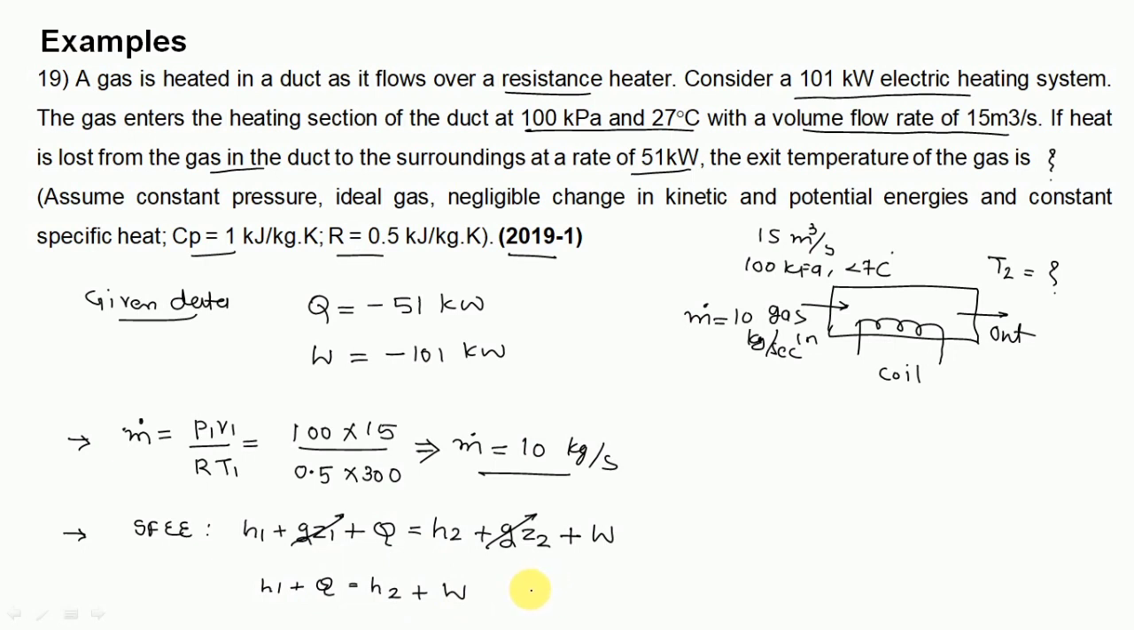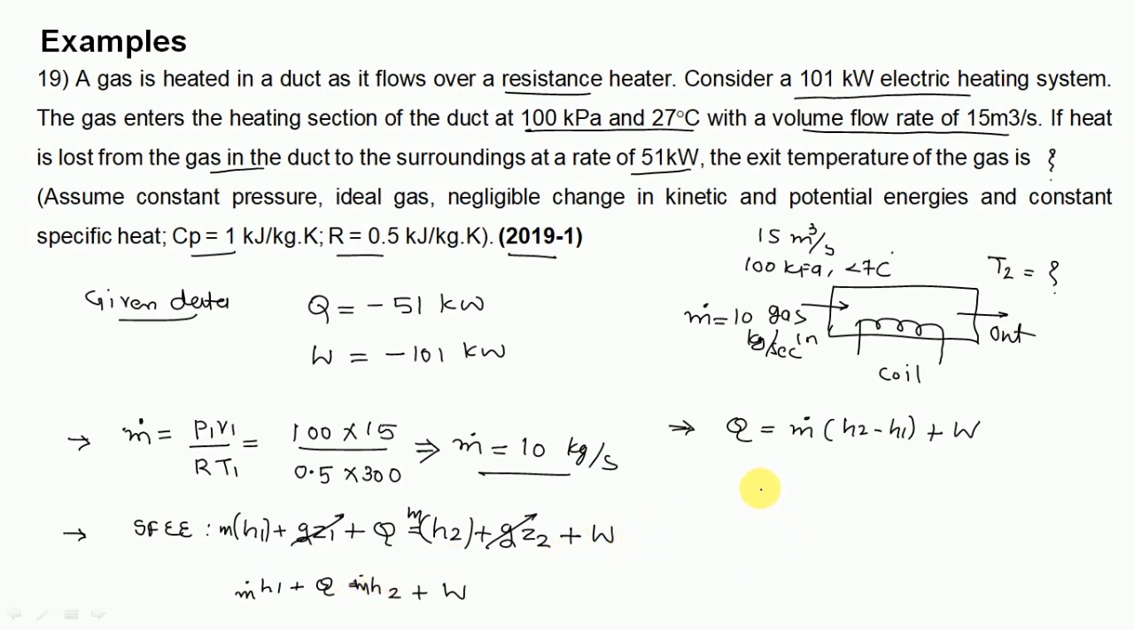Here it is a total value, so multiply with the mass flow rate. If I write this term, then we can write Q equals mass flow rate times (H2 minus H1) plus W. Here this is the mass flow rate.